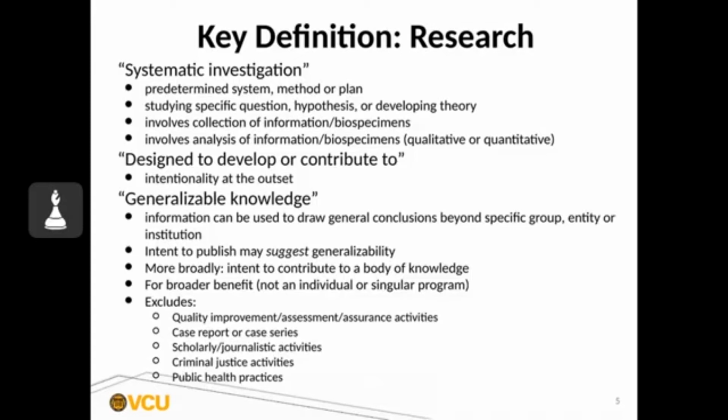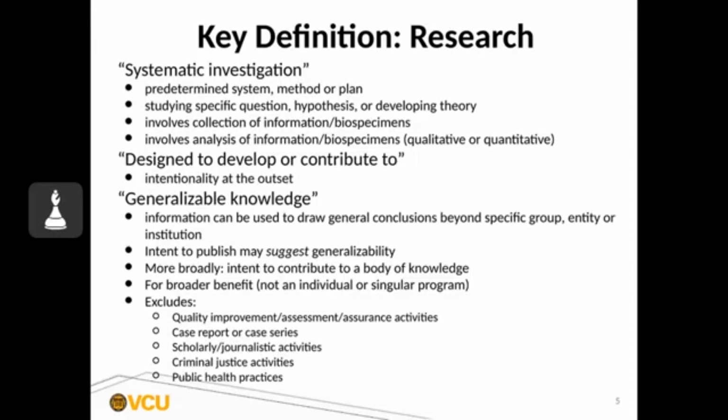And finally, generalizable knowledge, which is also somewhat difficult to define. There is no one clear definition of what makes something generalizable or not, so you should always follow the best practices of your discipline. But ultimately, generalizable knowledge can be considered information that can be used to draw general conclusions beyond a specific group, entity, or institution. It's important to note that intent to publish might suggest that something is generalizable, but publishing something doesn't automatically make it generalizable, since people can and do publish on non-generalizable things, like medical case studies that only include 1 or 2 patients. Ultimately, generalizable knowledge has a broader intent to contribute to a larger body of knowledge for a broader benefit, and not to benefit a single or individual program.